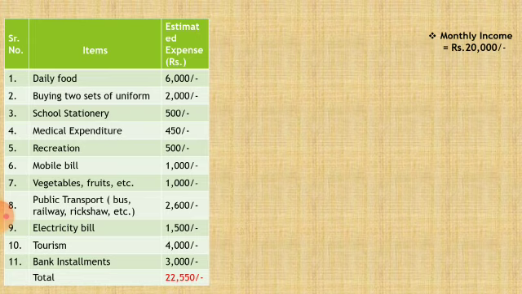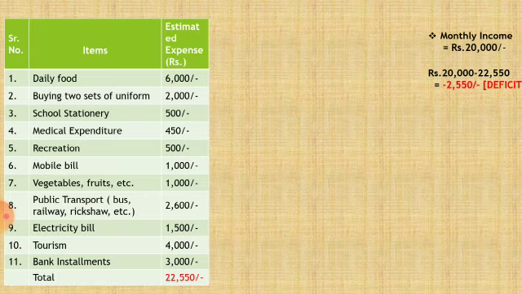Now, if you calculate all the expenses in the list, you will find that your total estimated expense for that month was 22,550 rupees. Now, if you deduct this expenditure from your income, you know that your expenditure was more than your income. So, you get a deficit amount here of 2,550 rupees.